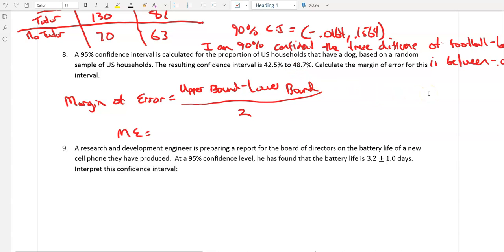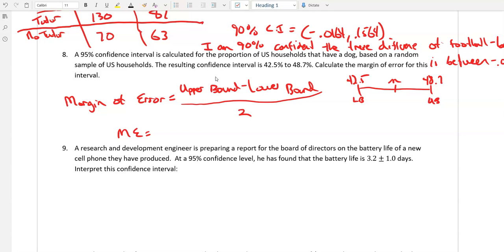Now, if you think about this, margin of error is just how far apart they are divided by 2. And let me show you why. If you got this interval, and you got the middle right here, which is like the mean, and then you got the two outside points: 42.5, that is the lower bound, and then you got the upper bound, which is 48.7. To find the middle point between those two, you just add them up and divide by 2.